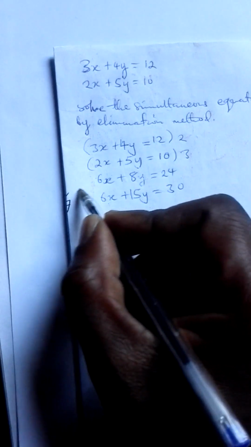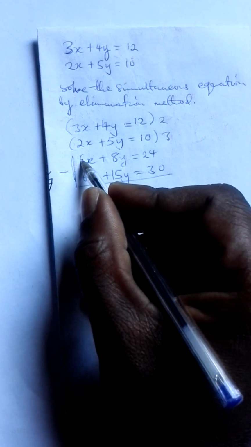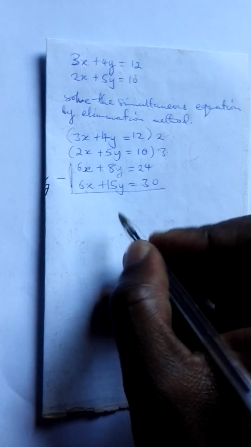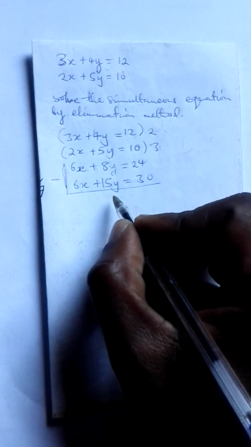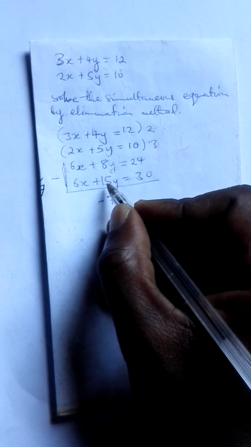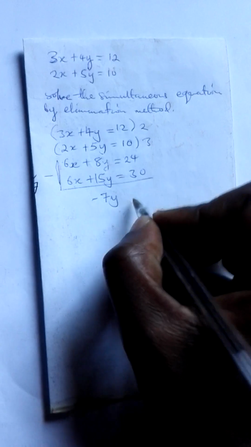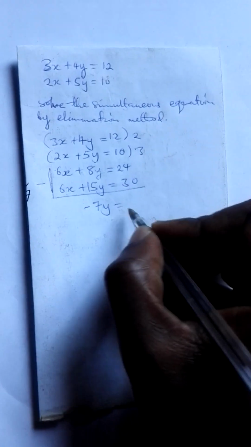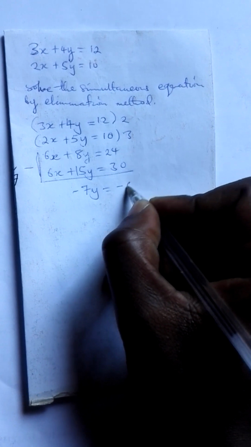So now we just need to subtract. 6x minus 6x, of course, is going to give you 0, and 8y minus 15y is going to give you a negative 7y, since 15 is bigger than 8 by 7. 24 minus 30 is going to give us a negative 6.